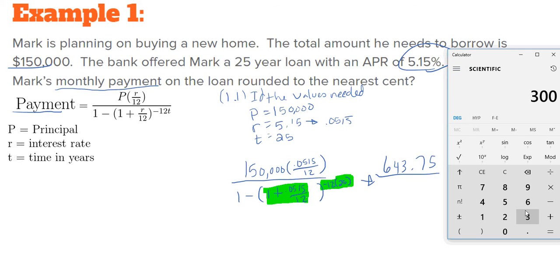So let's go back to 0.0515 divided by 12 plus 1. And then we're going to x to the y power 300, but use the plus minus key to make it negative. And then we get that. Okay, so then we're going to store that. We're going to do 1 minus that, what we just had. And on the bottom, we get 0.7232.